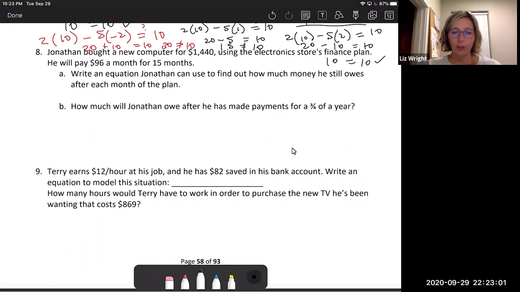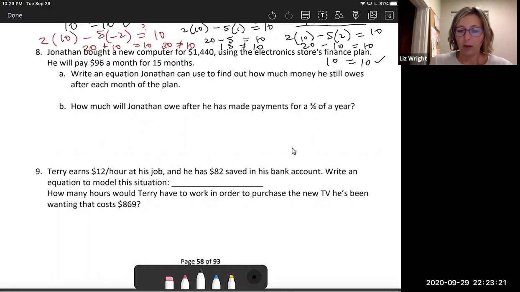Write an equation Jonathan can use to find out how much money he still owes after each month of the plan. So I would like for you to pause the video and see if you can figure this one out, and then I will walk you through it. But I want you to pause it and see if you can figure it out first.